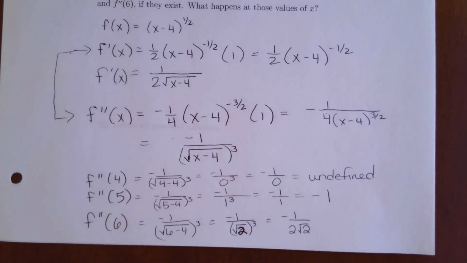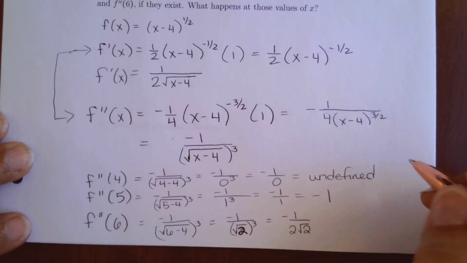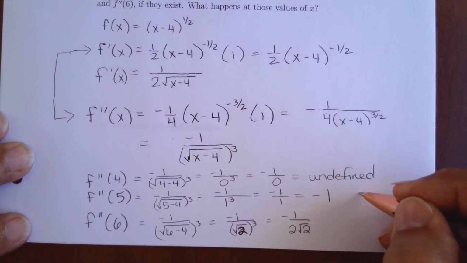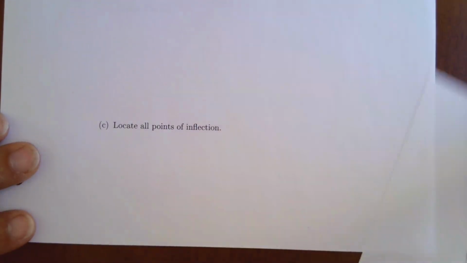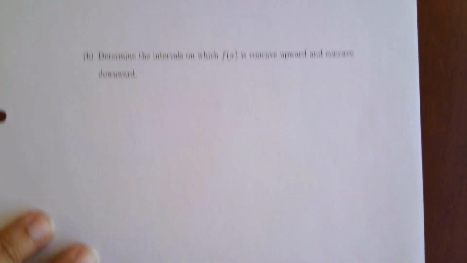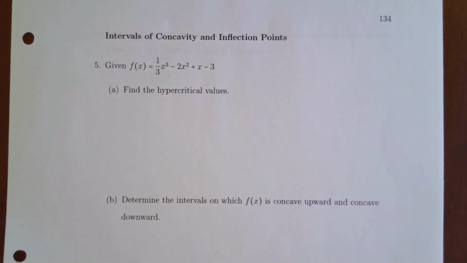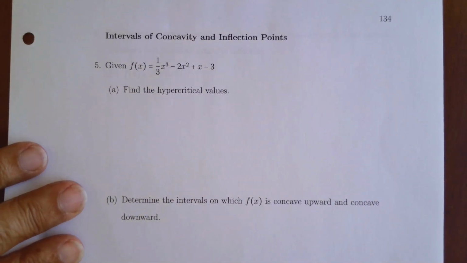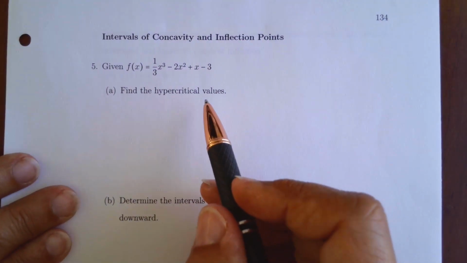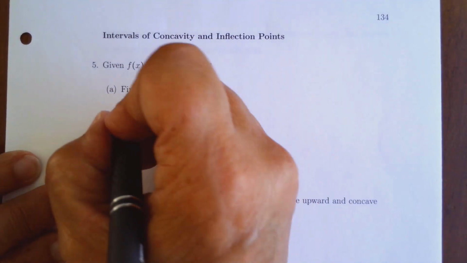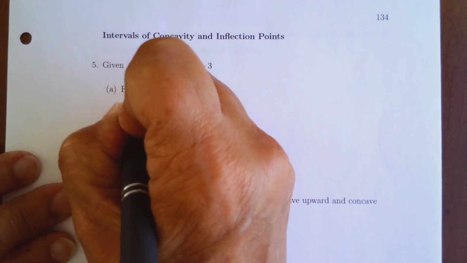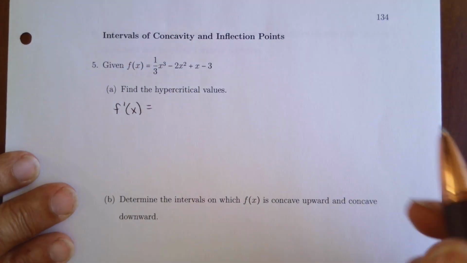So again, looking at those answers, because we're going to be using those answers now on the next page. Okay. So this is a hypercritical, concave down, concave down. All right. Now, on number 5, first thing we're asked to find are the hypercritical values. Okay, so in order to find hypercritical values, that's the second derivative. So we need the first derivative, so we can find the second derivative.